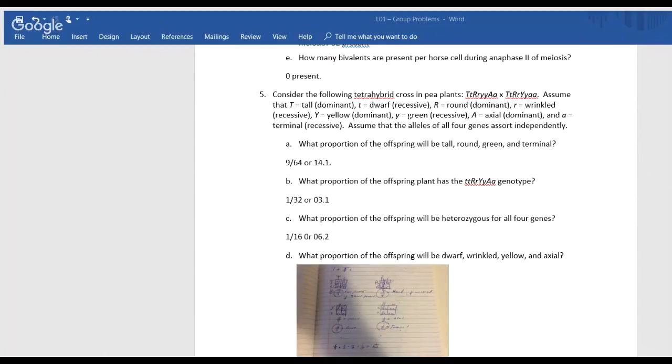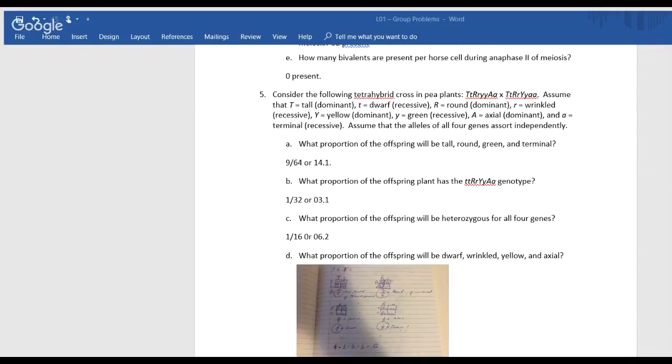You just do the individual Punnett squares, and you go to the dominant and the recessive, and you add all these together, and you're going to get 9/64, which are going to be these. You divide that as 4.1.